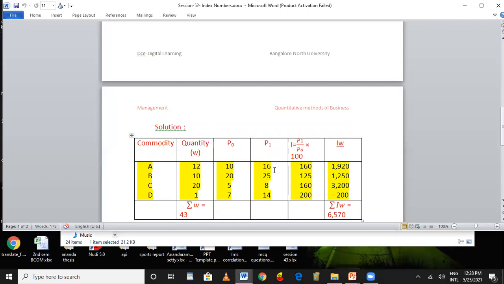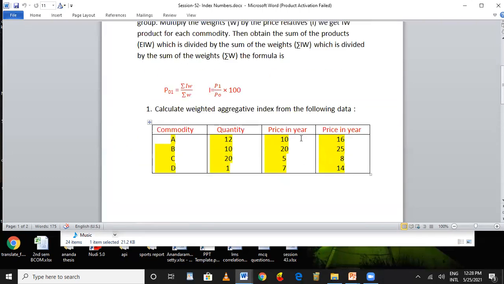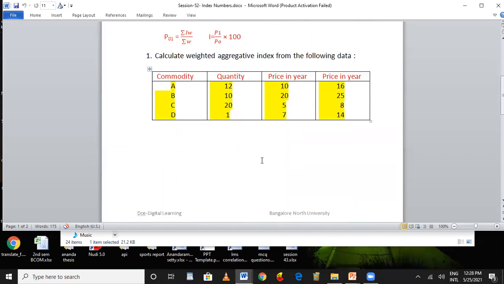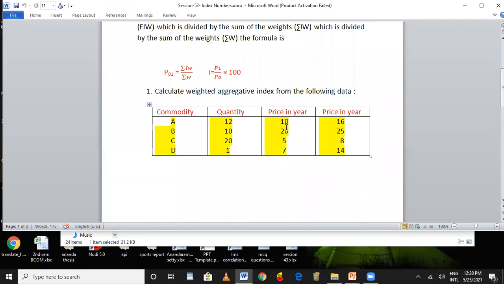Now we have to first get the price relatives. In order to get the sigma IW, price relatives have to be obtained. Price relatives are denoted as I. How shall I be calculated? It is P1 divided by P0 into 100. P1 is 10.